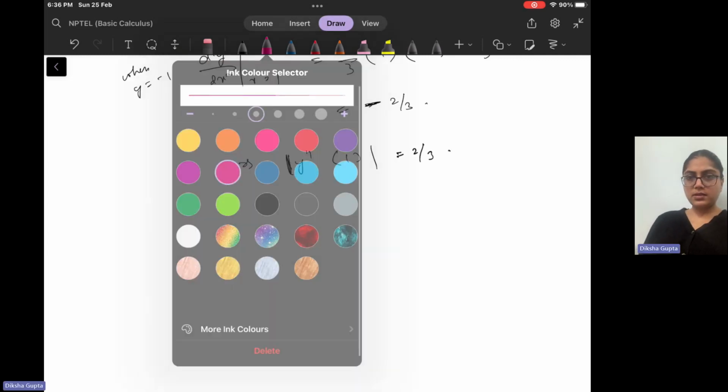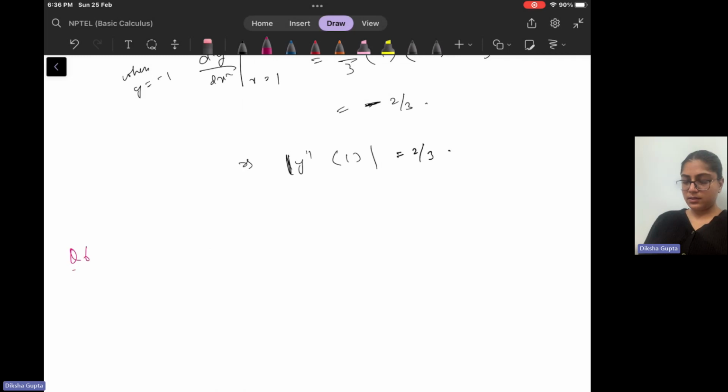Okay, so the next question is on tangent of the curve. The derivative of a function at a point also gives the slope of the tangent at that point to the curve. The tangent is the line which touches the curve at only that given point. We say that line is the tangent to the curve at that point.